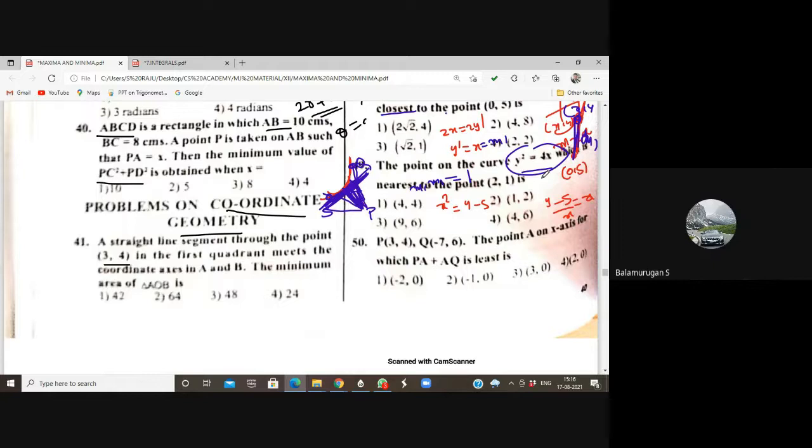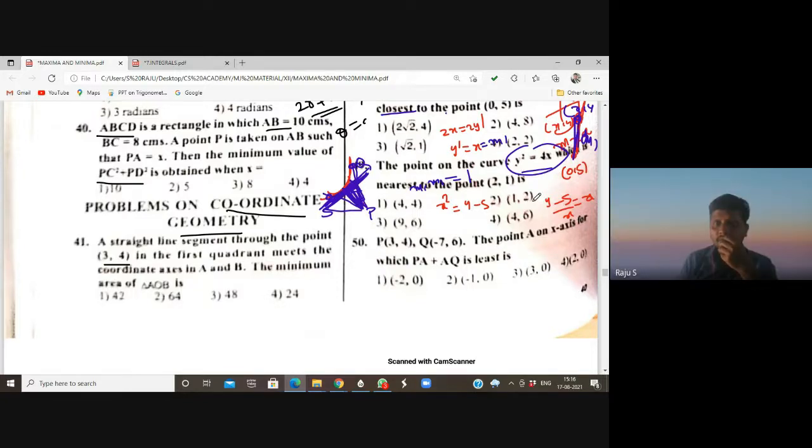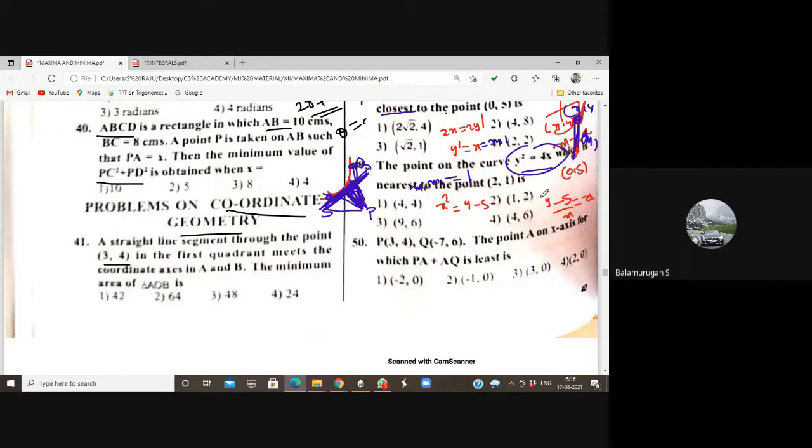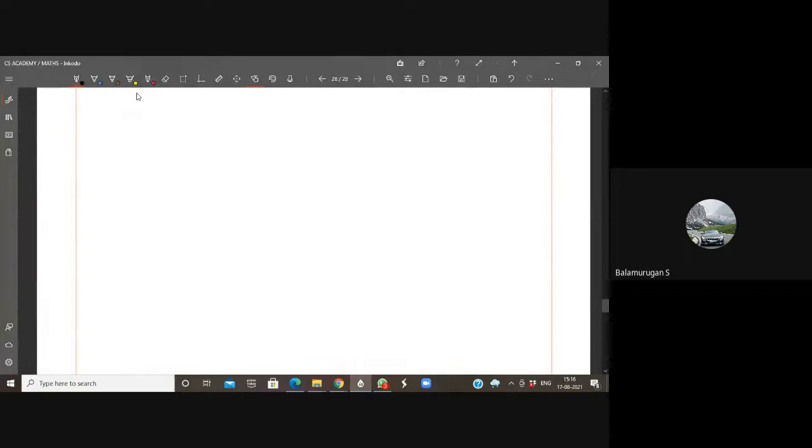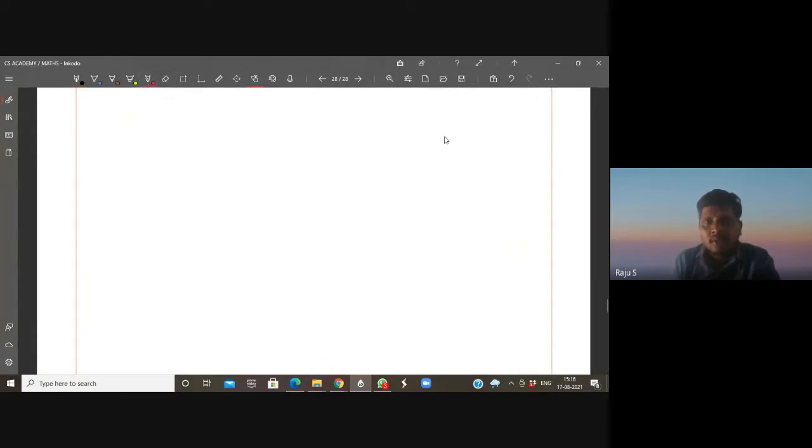Sir, for the previous question, when they ask, can we use the distance formula to check whichever distance is minimum and then find the answer? Yeah, closest means you can use the perpendicular distance formula when you know the tangent. Here, see, this is the curve. I'll tell you one way. This is the curve equation.